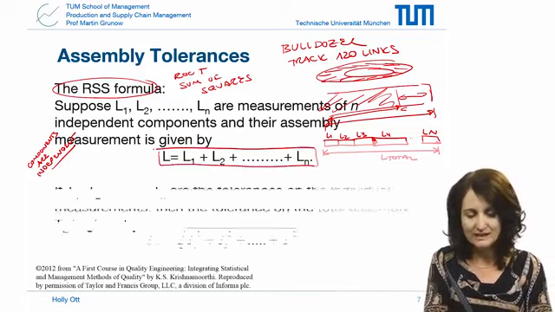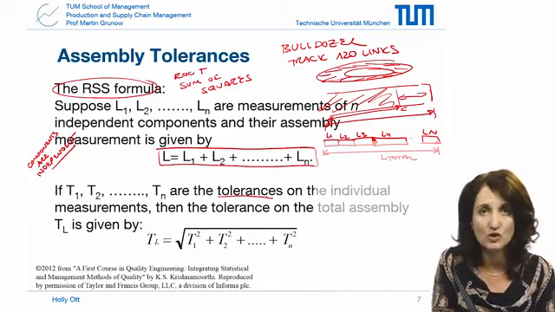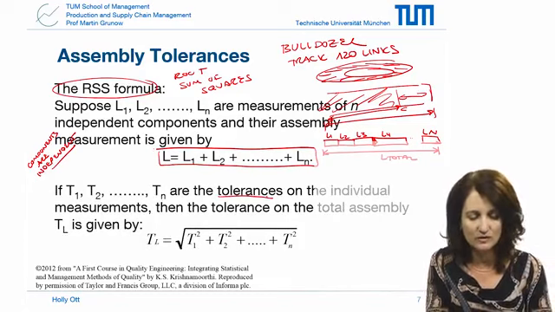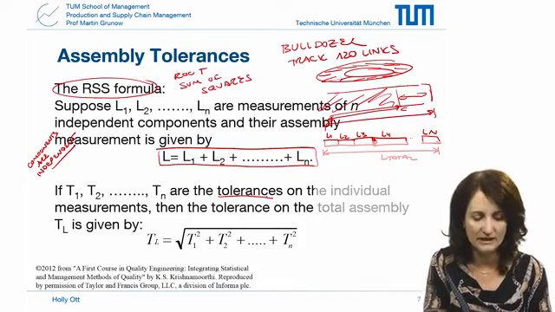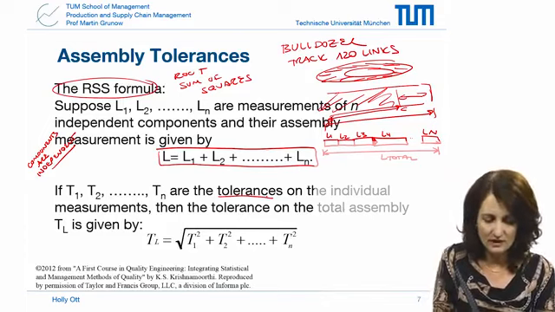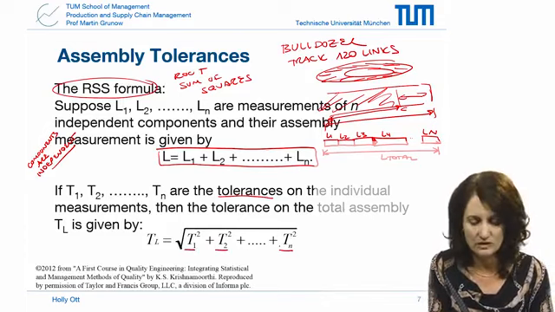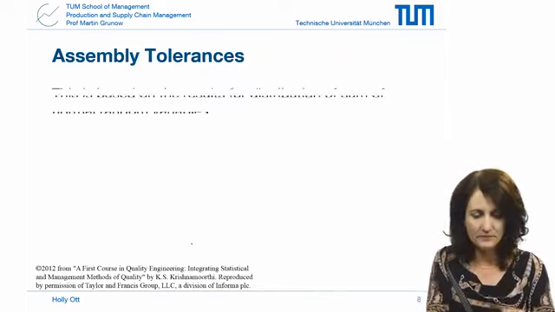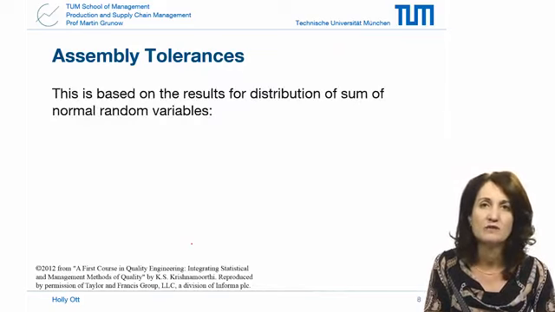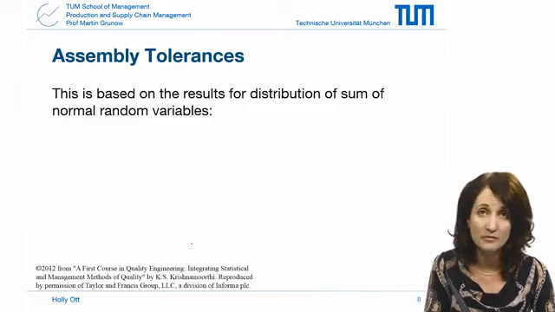So now if T1, T2, T3 are the tolerances of the individual measurements, then the tolerance on the total assembly is given by each one of these individual tolerances squared, summed all together, and then the square root. Now, this is based on the results for the distribution of the sum of normal random variables.